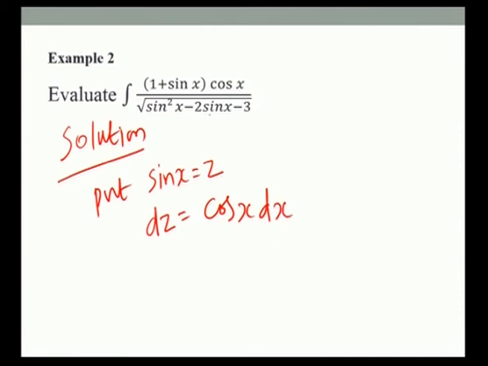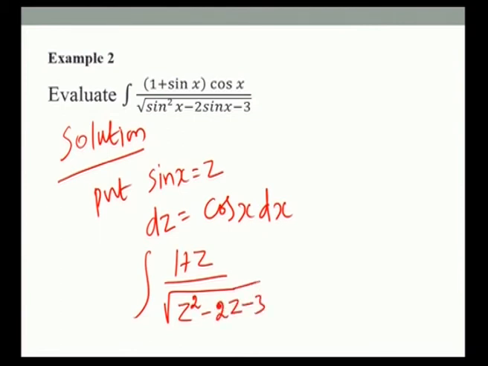Now after substituting these assumptions in the above integral, it will change into integral of 1 plus z over square root of z square minus 2z minus 3 into dz, because sin x is z and the cos x dx becomes dz.